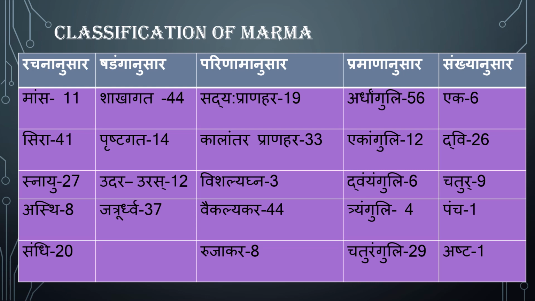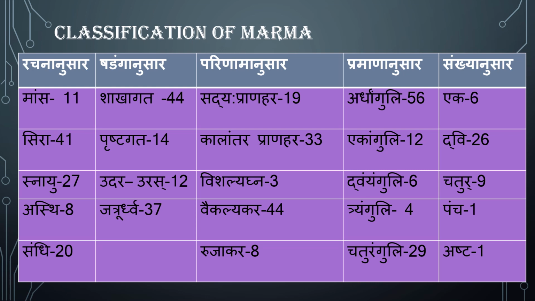According to the 5 components and their predominance in the Marmasthana, it is classified into 5 types. Those are Mamsa Marma, Sira Marma, Snayu Marma, Asthi Marma and Sandhi Marma. Here Mamsa Marma are 11, Sira Marma 41, Snayu Marma 27, Asthi Marma 8 and Sandhi Marma 20 in number.